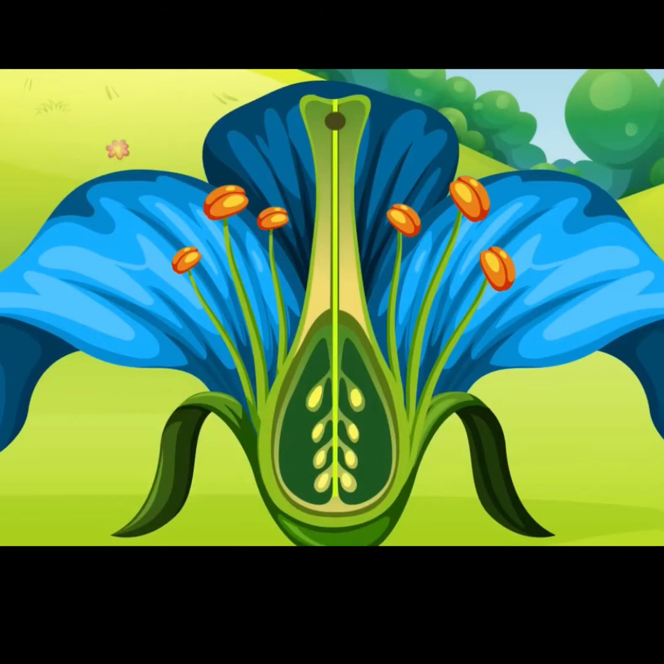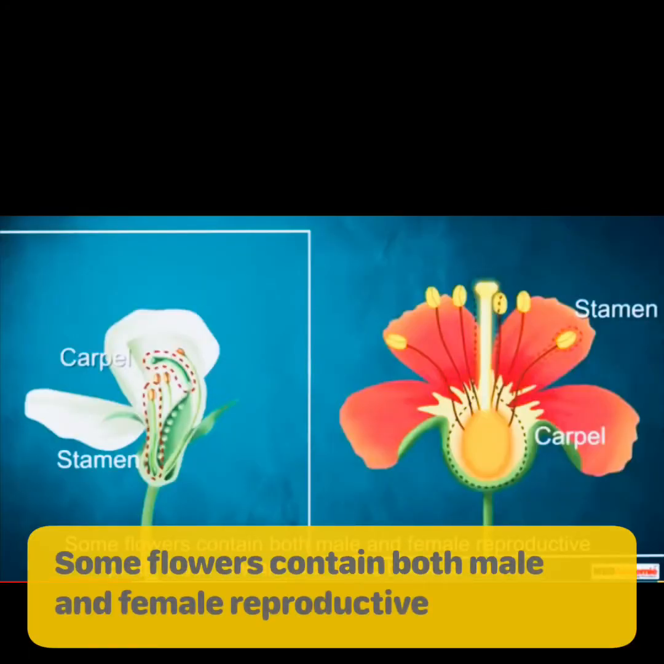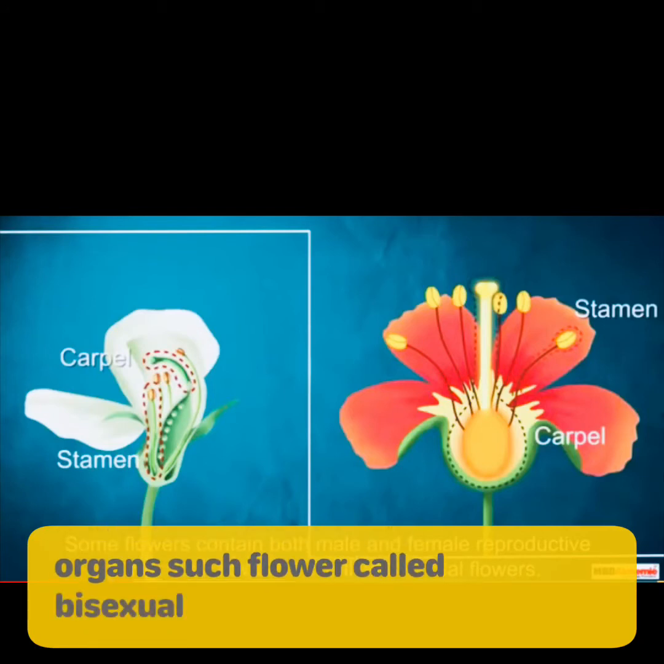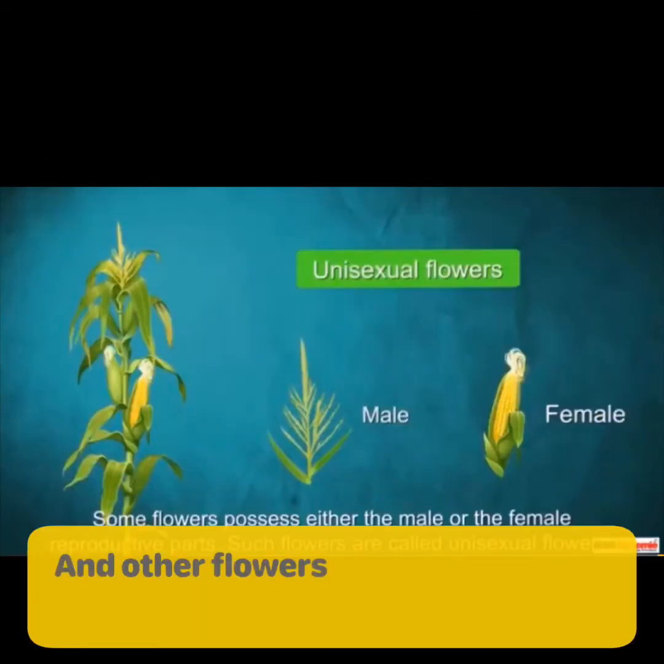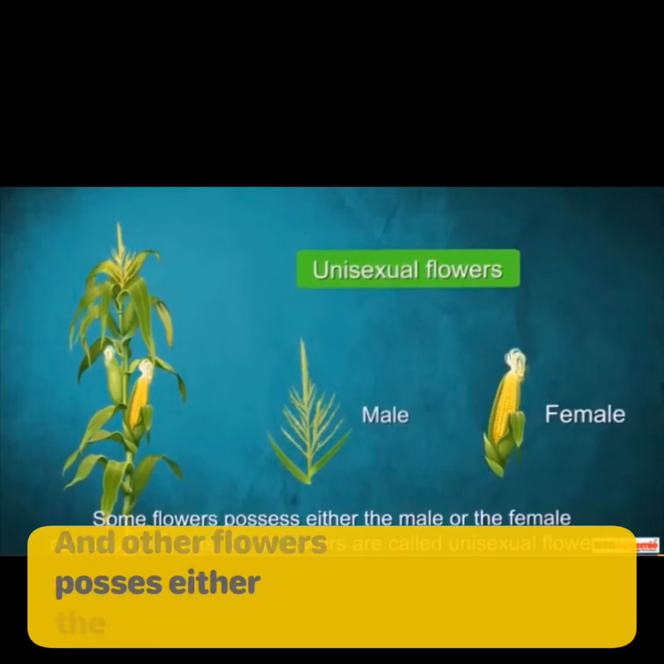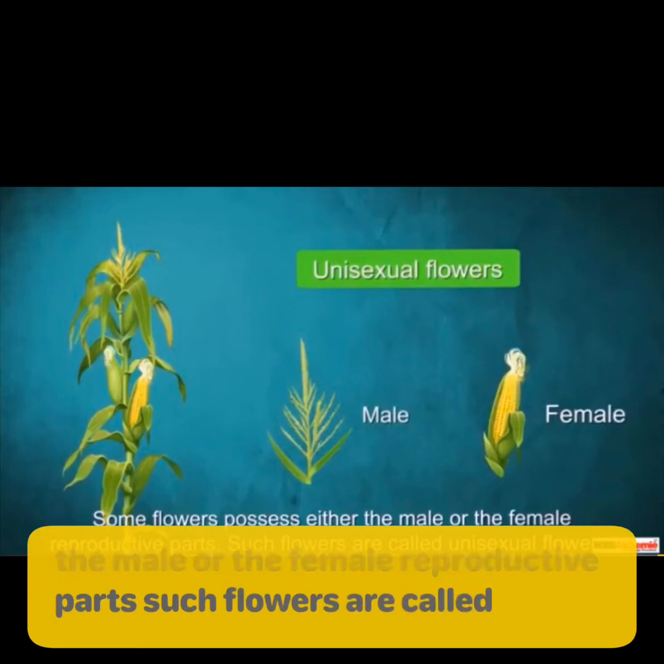The next whorl is called gynoecium. The gynoecium consists of carpels, and one carpel consists of stigma, style, and ovary. Some flowers contain both male and female reproductive parts. Such flowers are called bisexual flowers. So the bisexual flower contains both stamens and carpels. And other flowers possess either the male or the female reproductive parts. Such flowers are called unisexual flowers.